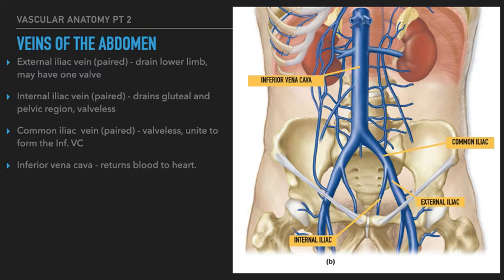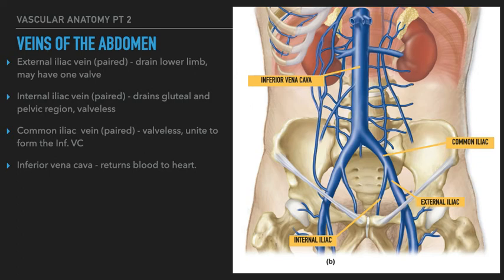Okay, so both the internal and common iliac veins are valveless. The external iliac vein may have a single valve. I just thought that was interesting.